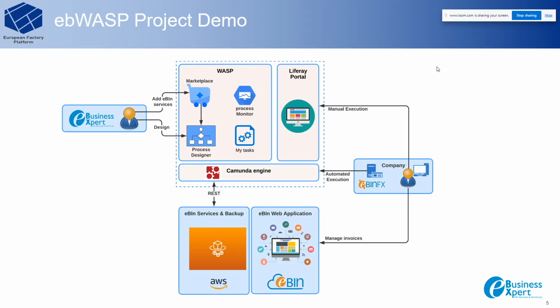Underneath, we have various services provided by eBusiness Expert that will deal with sending, receiving, processing, validating electronic invoices, and these services are currently hosted on AWS. These workflows could be activated manually, as we have done in the demo, or they could be activated automatically via other programs.